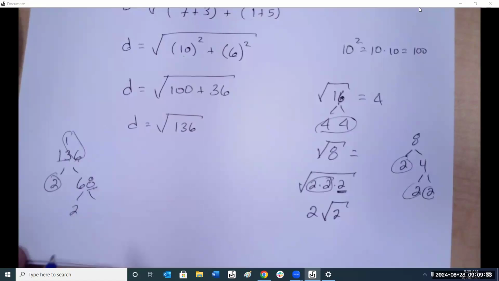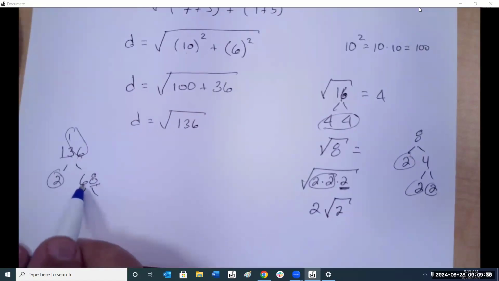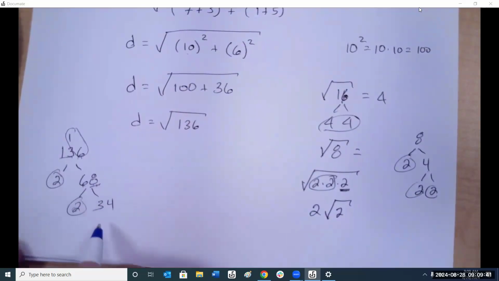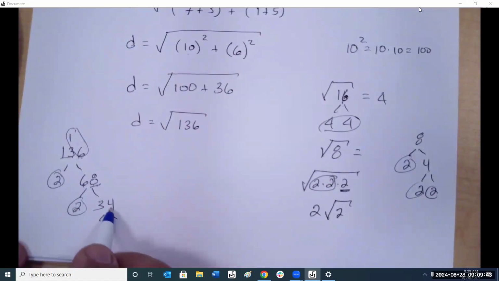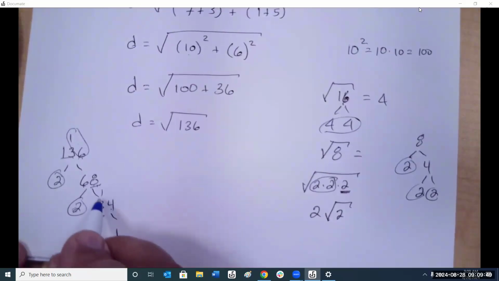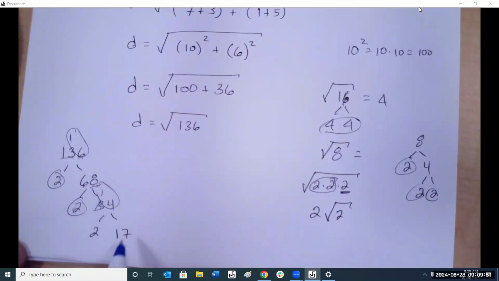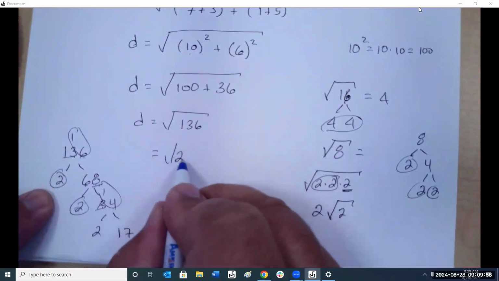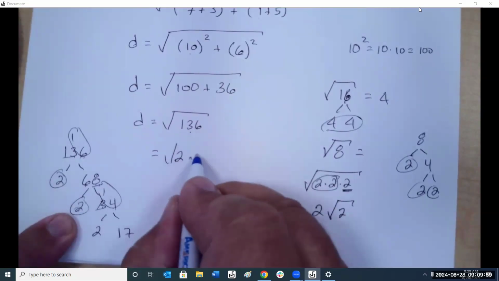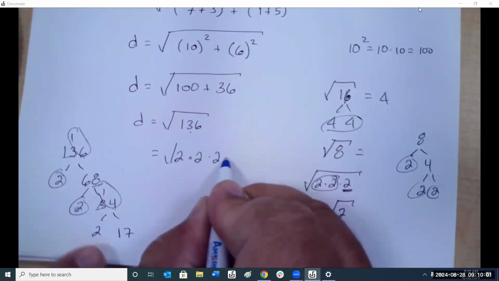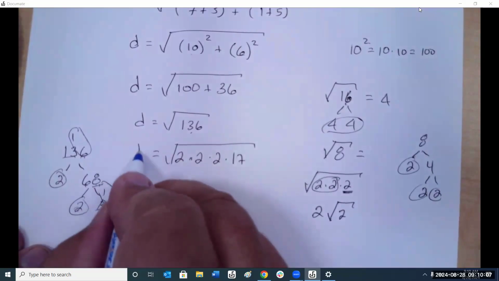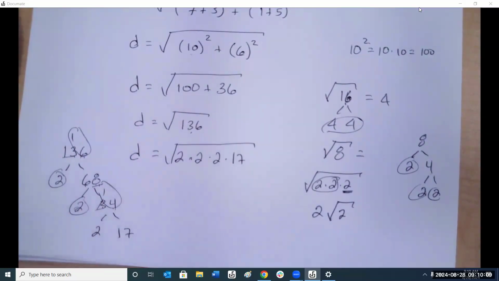It's divisible by 2. 2 goes into 6 how many times? 2 goes into 8. 34 ends in a 4. So 2 goes into 3 how many times? With 1 left over, so 2 goes into 14. So we have 136 is 2 times 2 times 2 times 17. That's called prime factorization.